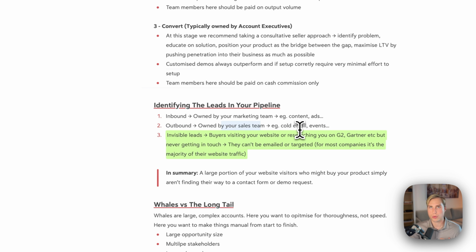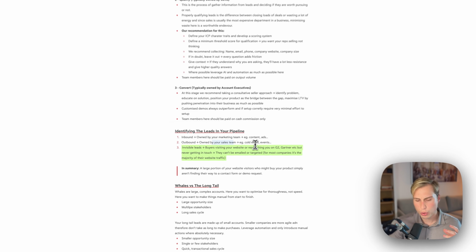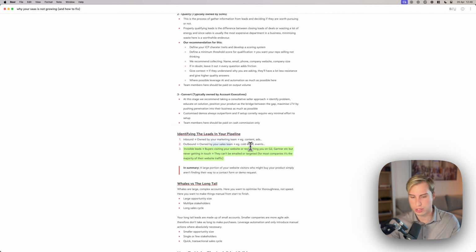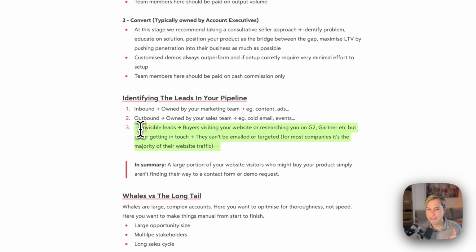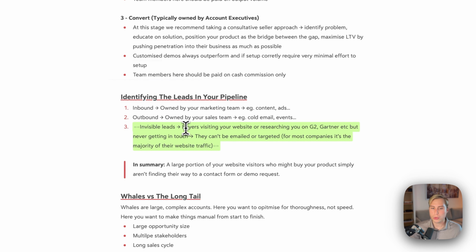This would be done through cold email, or through events where you send your salespeople to events and they collect names, etc. Cold calling, all of that sits in the outbound. Now, the third one is invisible leads. These are people who are visiting your website or researching you.